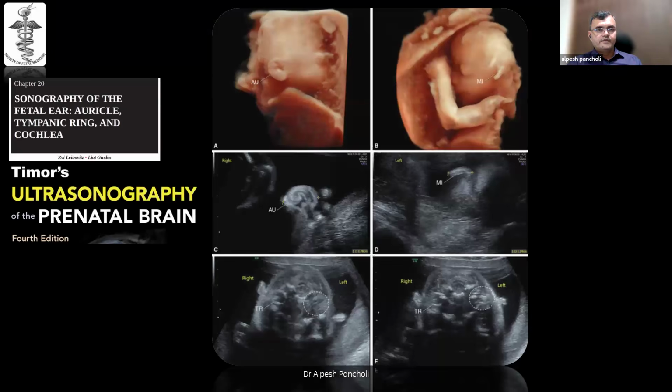retinoic acid embryopathy. This case I have taken from the textbook of ultrasound of the prenatal brain. Here the right ear is normally seen, whereas on the left side there is a grade 3 microtia. This is in 2D imaging. Here we can see there is a dysmorphic left ear. And when evaluating the tympanic rings, the right tympanic ring is very nicely seen, whereas in this case it is absent on the left side. So whenever we see grade 2 or grade 3 microtia, always look for tympanic rings.